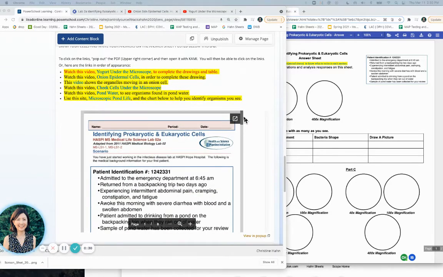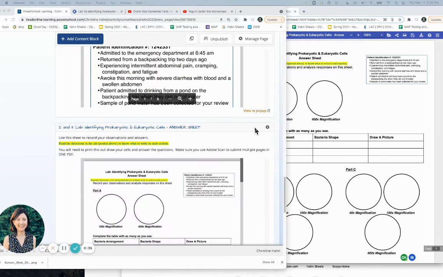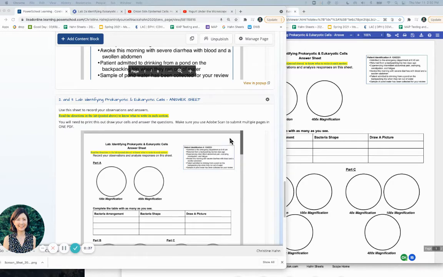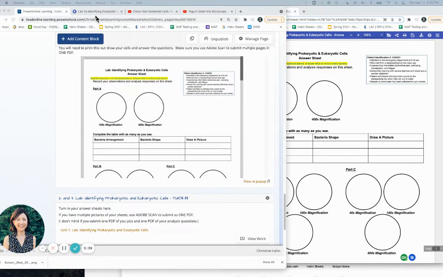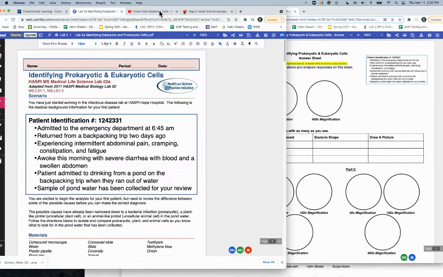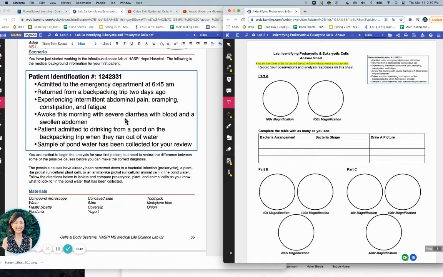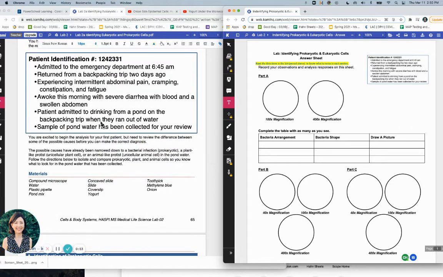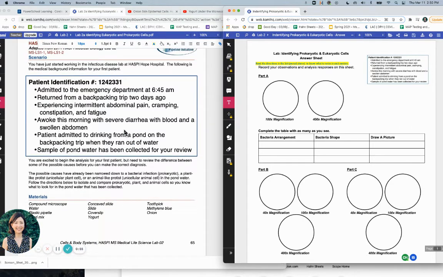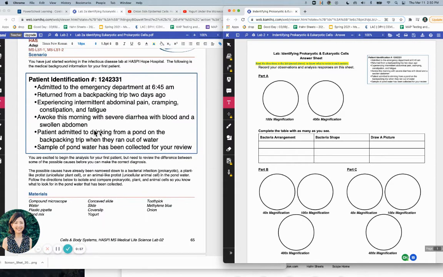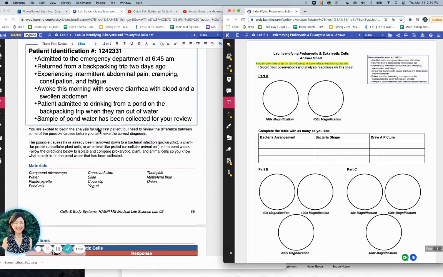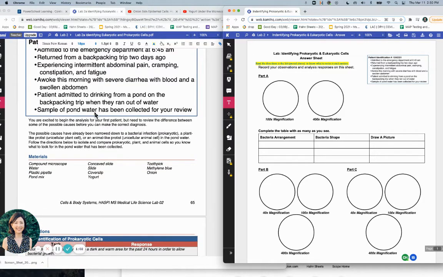What I would do is go ahead and pop this out and open it with Cami. And then I would also pop out this answer sheet and open it with Cami so that my links are live. So here I've got my answer sheet. Here I've got the lab. Go ahead and read the scenario. Somebody just came into the ER with some sort of abdominal problem because of water that they drank from a pond.